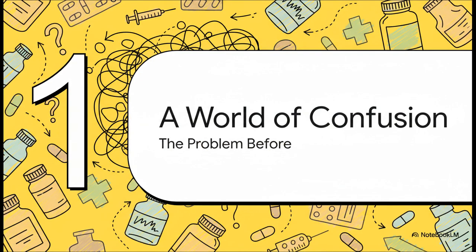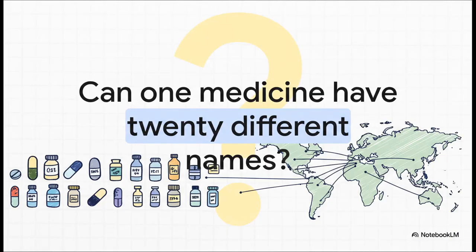Okay, so first things first, why did we even need a global standard like this? Well, to really appreciate the solution, you first have to understand the sheer chaos it was designed to fix. Let me just start by throwing a question out there. Do you think it's possible for one single medicine to have 20 different names in 20 different countries? It sounds kind of nuts, right? A recipe for disaster. Well, the answer is a resounding yes. And that right there is the heart of the problem that IDMP was built to solve.